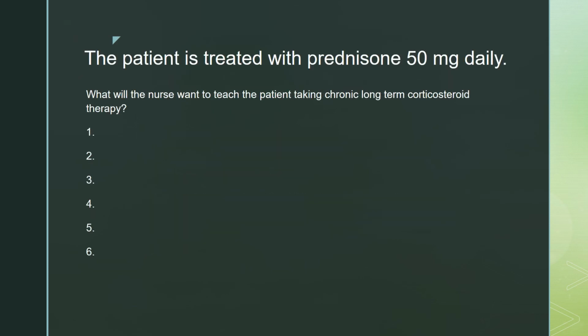So a patient is treated with prednisone 50 milligrams daily. Based on all those adverse effects that we have talked about, I want you to think about and write down the different teachings that we would do with this patient with respect to cortisol and with respect to corticosteroids.